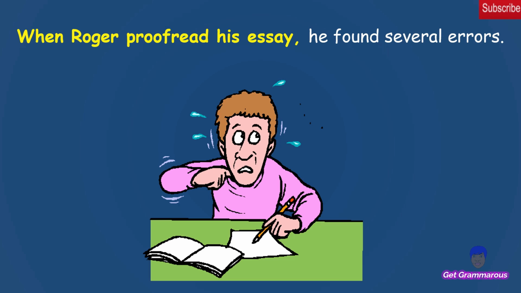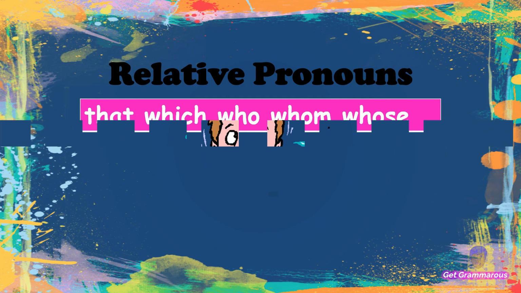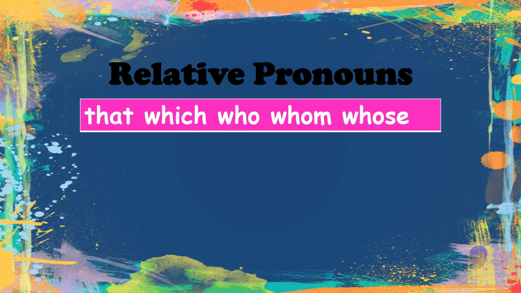Another example. When Roger proofread his essay, he found several errors. When Roger proofread his essay is the dependent clause because it cannot stand on its own as a sentence. However, he found several errors can stand on its own. That, which, who, whom, and whose are the 5 relative pronouns.